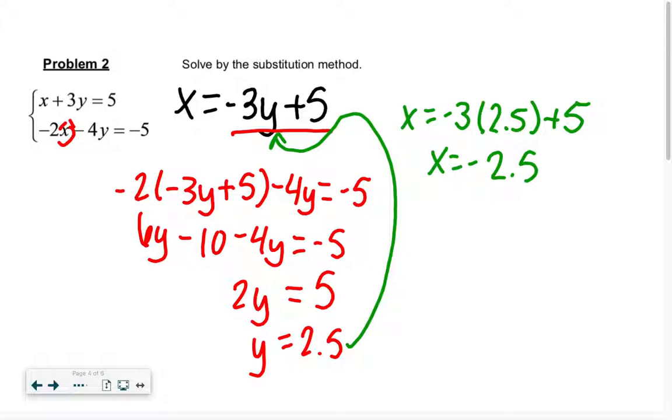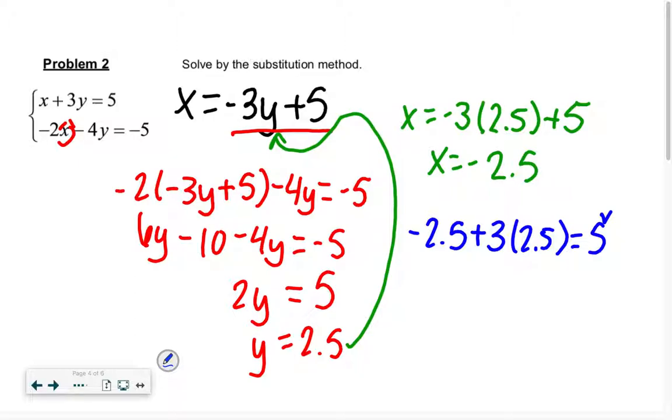We have to check it. So I'm not done yet? No, we gotta check it. You don't have to check it. That's kind of up to you to risk it. But you don't have to show it if you don't want to. I'm gonna show it because I like to show my work. Because I'm a good kid. Just kidding. Negative 2.5 plus 3 times 2.5. Does that equal 5? Yeah.